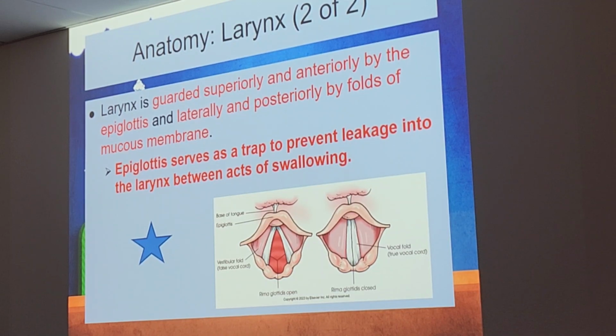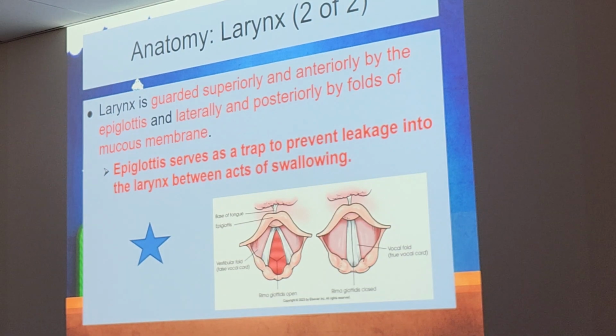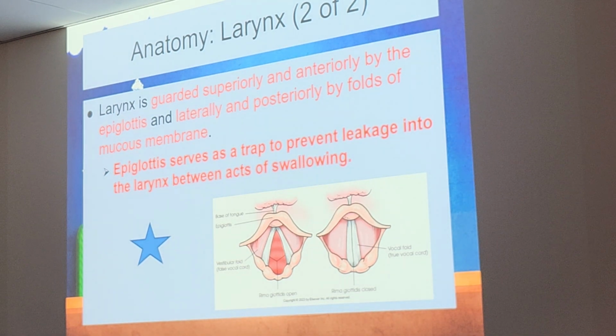So, the larynx is guarded superiorly, which means above, and anteriorly by the epiglottis, and laterally and posteriorly by folds of mucous membrane. So in front of and on top of the larynx is the epiglottis, and then on the sides and to the back of it, we have mucous membranes. And we have a gold star question here. It serves as a trap to prevent leakage into the larynx between acts of swallowing.